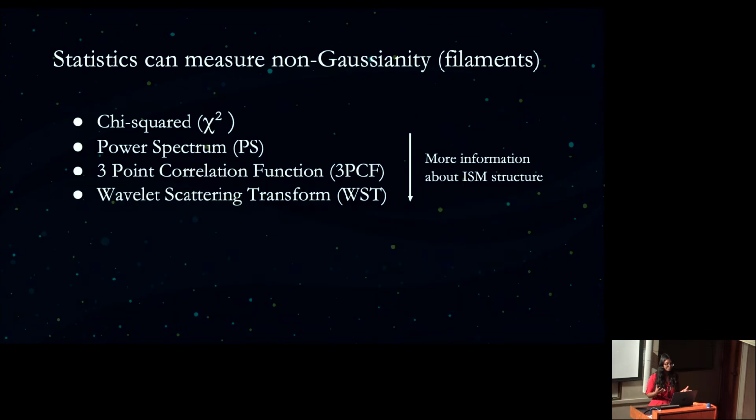And so the way we measure this and capture if the method is doing the correct thing is we turn to statistics as a measure of non-Gaussianity. We start off by measuring chi-squared, and then the power spectrum, and then the 3-point correlation function, and wavelet scattering transform. And in that order, these statistics capture increasingly more information about ISM structure.